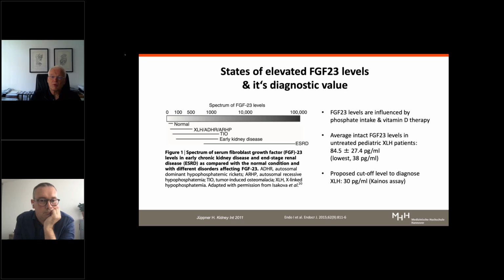So there are age-dependent normal levels, which are a little bit higher in young children. And so far, there's no clear cut-off for when to diagnose a patient with XLH. And the most reliable studies in Japanese children, there was a cut-off level using the Kainos assay proposed with 30 picogram per ml.